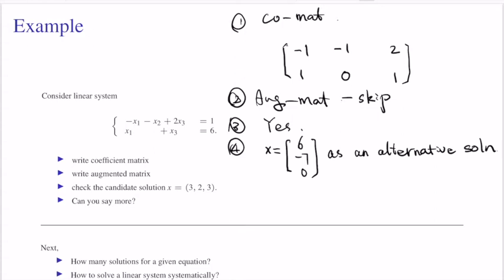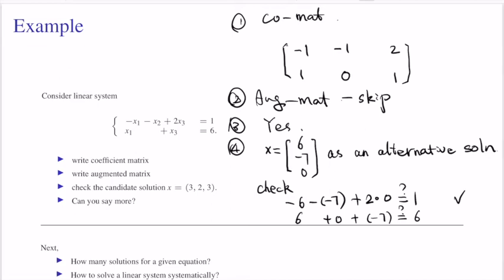It satisfies both equations. So for example, for the first one, you can check -6, -7 plus 2 times 0. Is it equal to 1? So this means -6 plus 7, which is 1. So exactly. And the second equation is 6 plus 0 plus -7, which is it equal to, no, sorry. The last one is supposed to be 0. x3 is 0. Is it 6? Yes. Which means this new solution is indeed a solution of the linear system. Both tests are passed.